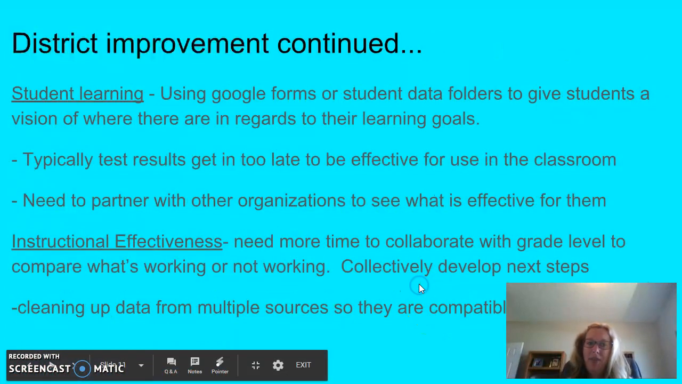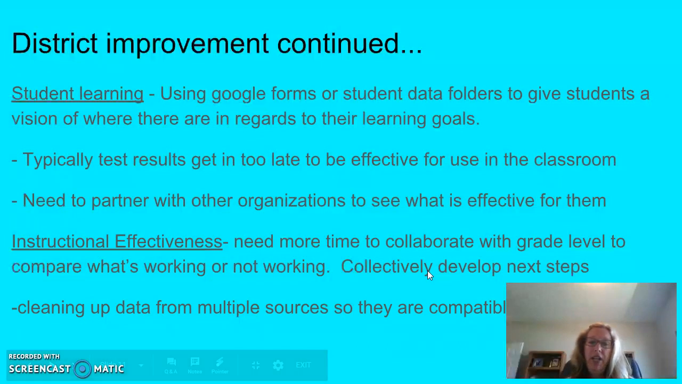As far as student learning, some ideas were using Google Forms for student data to give students a vision of where they are in regards to their learning goals. Typically, test results get in too late to be effective for use in the classroom, so this is an area that we need to improve. We can partner with other organizations to see what is effective for them and learn off of other people's successes.